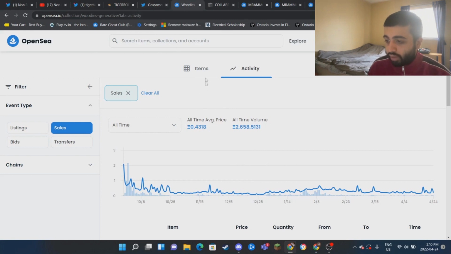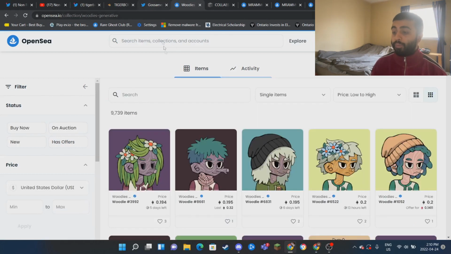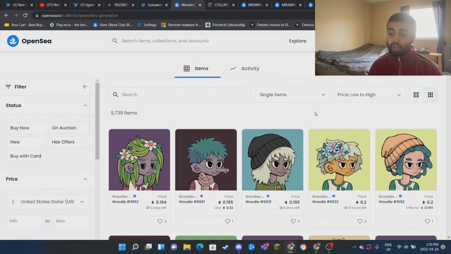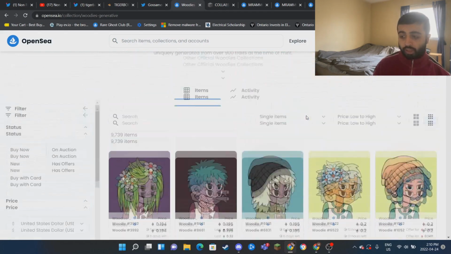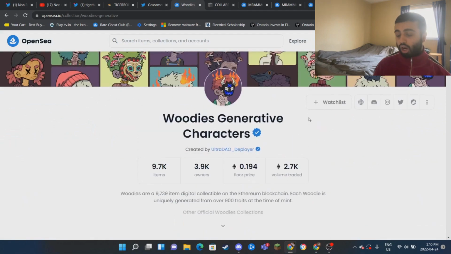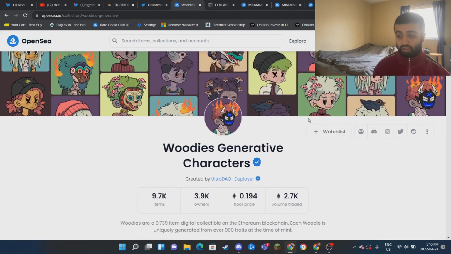Also, I know a lot of the team, in addition to Gossamer, are team members, like the community manager from Woody's is a part of the team here for Tigerbobs. So it's been a team that's been able to execute early on in the space, and we're one of the earlier adopters of NFTs. So it's always awesome to see the OGs making moves in the space.